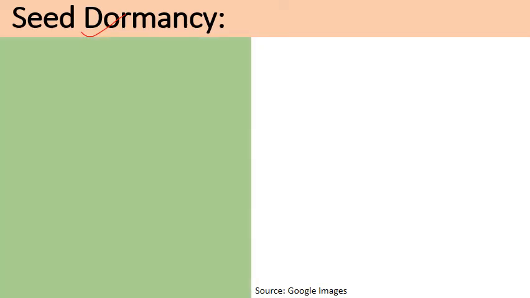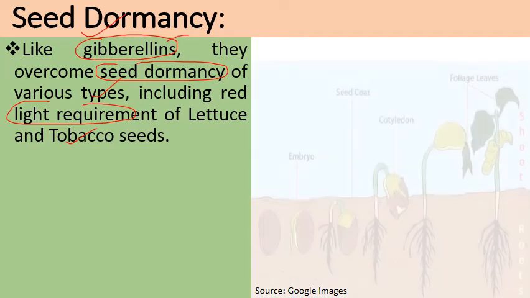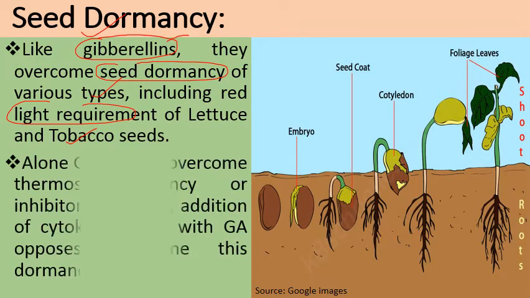Next is seed dormancy. Cytokinin helps in prevention of seed dormancy. Seed dormancy is a term used for a seed which fails to germinate even after providing suitable conditions for germination. That condition is known as dormancy, or state of inactiveness. Like gibberellins, cytokinin also helps to overcome seed dormancy of various types, including the red light requirement of lettuce and tobacco seeds. That requirement of red light can also be replaced by cytokinins. So this helps in germination of seeds.